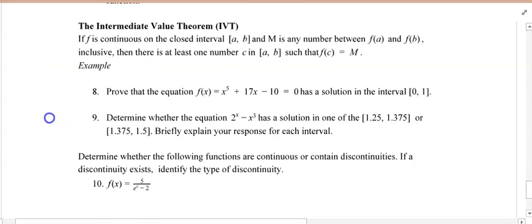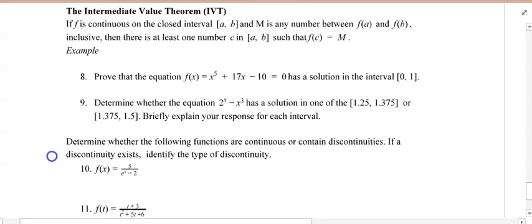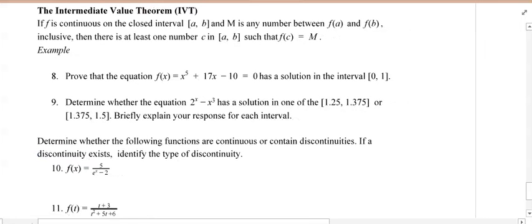Okay, let's talk about the special theorem called the Intermediate Value Theorem. That's IVT. It says if f is continuous on a closed interval [a, b], and m is any number between f of a and f of b inclusive, then there is at least one number c in the interval [a, b] such that f of c is equal to m.